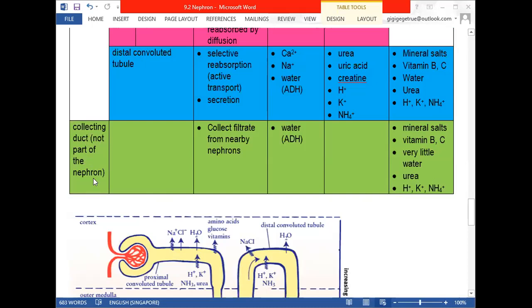Finally, we have the collecting duct. Remember, the collecting duct is not part of the nephron. Collecting duct's function is there to collect filtrate from nearby nephron. Okay, so at this point of time, you can still reabsorb water back under the influence of ADH. And these are the substances left in the glomerular filtrate. These are the substances that enter the collecting duct.